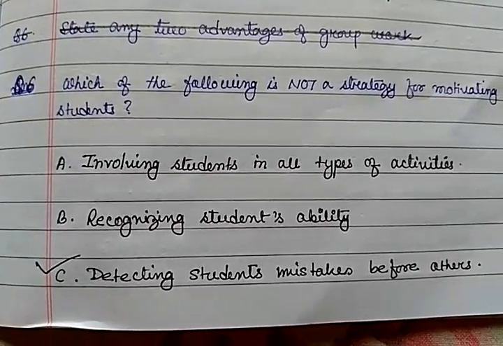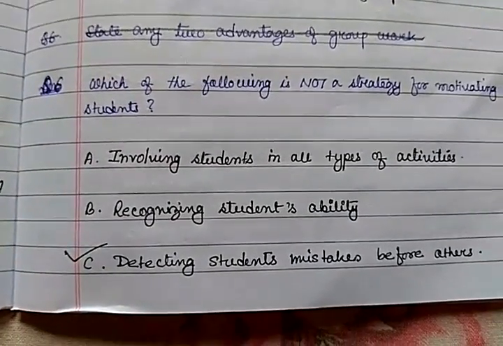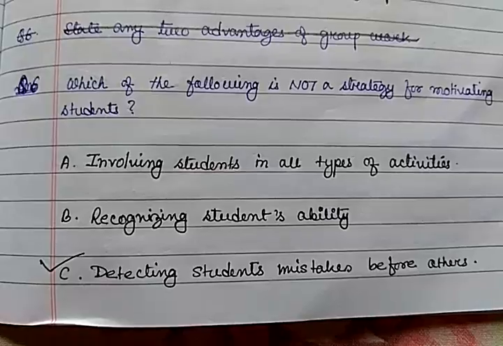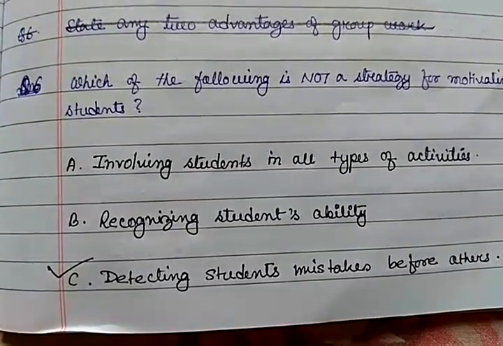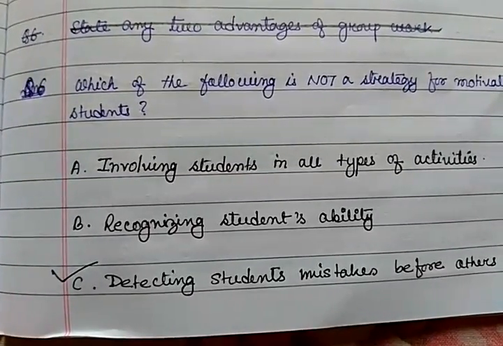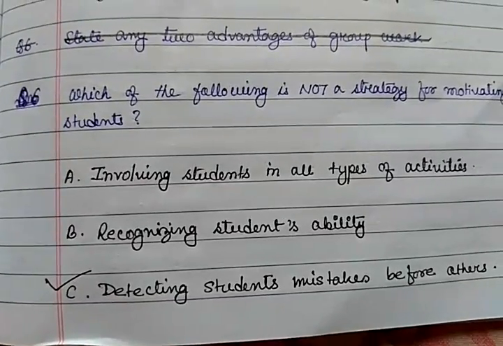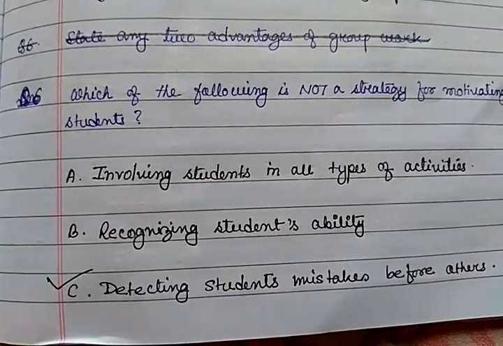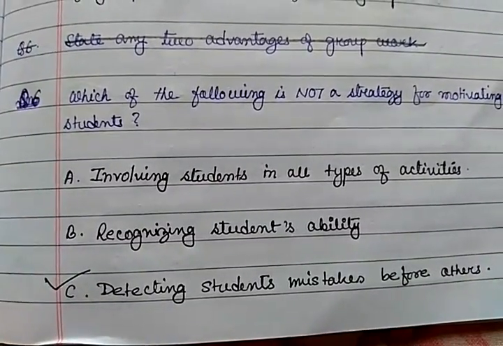So here you can see this is question number 6. Which of the following is not a strategy for motivating students? 3 points are given. Point A is involving students in all types of activities. Number 2, recognizing students' ability, and number 3 is detecting students' mistakes before others. So the answer will be point C. I hope it's clear to all.